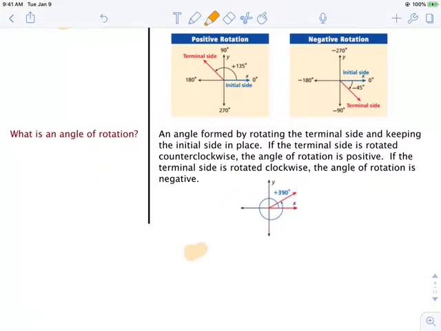One more thing. You should paraphrase this in your own words. What is an angle of rotation? While you write it down in your own words, I'll just say what it is. It's an angle formed by rotating the terminal side and keeping the initial side in place. If the terminal side is rotated counterclockwise, like we just said, that's going to be positive or negative? Positive. So when you go this way, positive. When you go this way, negative. So those are the big key ideas.